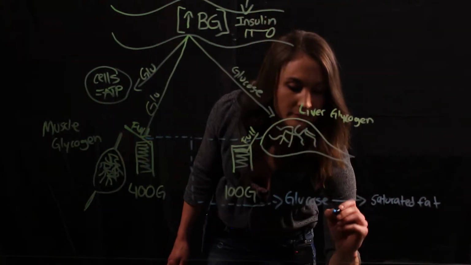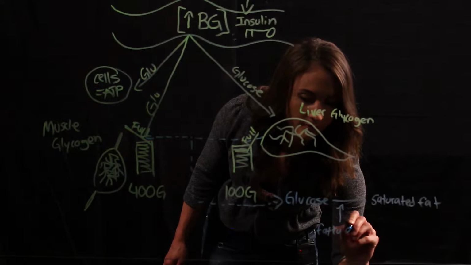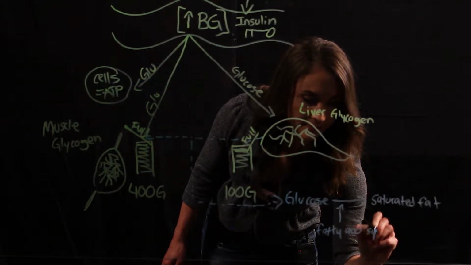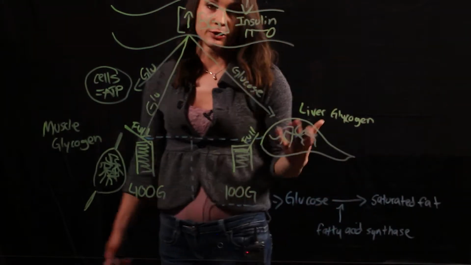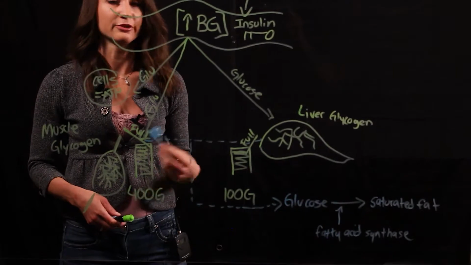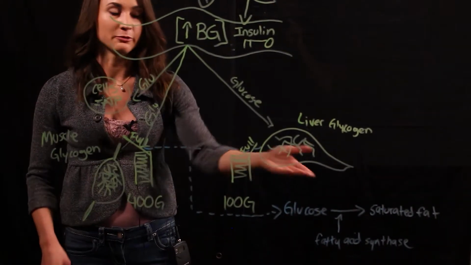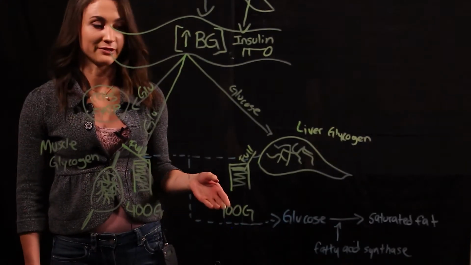And this is done by the enzyme fatty acid synthase. Okay, so you've probably heard if you consume too many calories in general, whether they be from protein or fat or carbohydrate, they will get converted into fat. And this is specifically how glucose is going to be converted into fat.